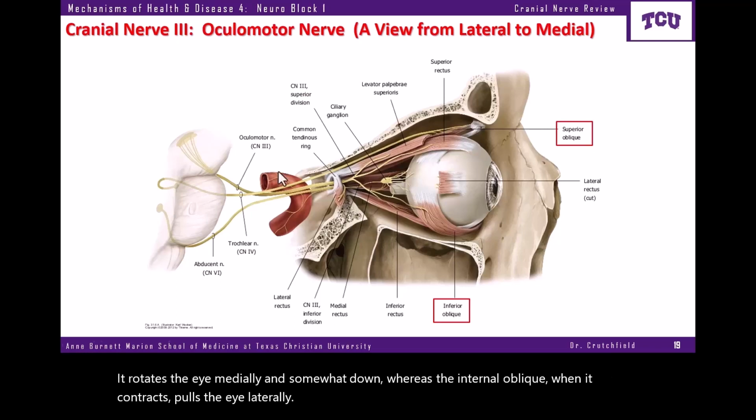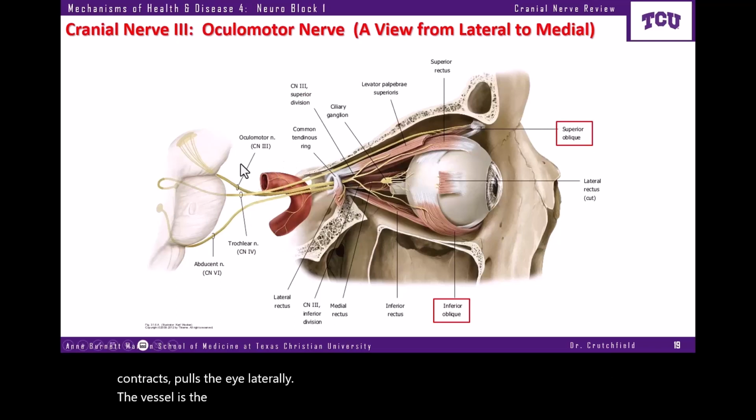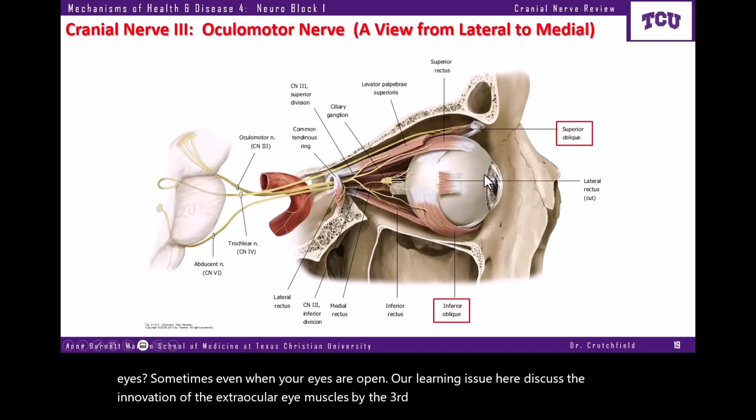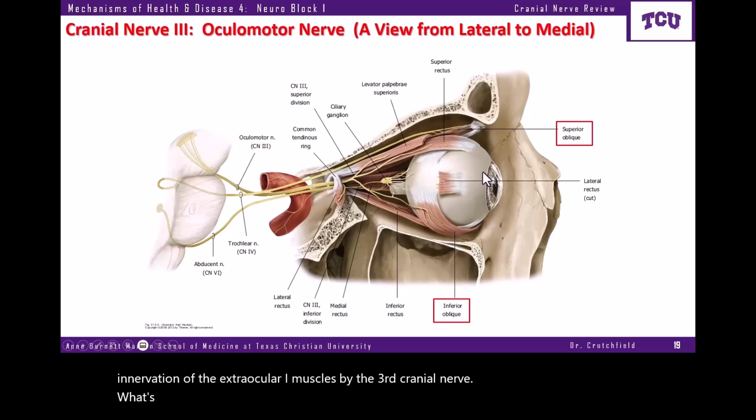The vessel is the internal carotid. You ever see the pulse in your retina when you close your eyes? Sometimes even when your eyes are open? Our learning issue here: discuss the innervation of the extra-ocular eye muscles by the third cranial nerve, and what's unique about the trochlear nerve nucleus, and how its fibers exit the brainstem.